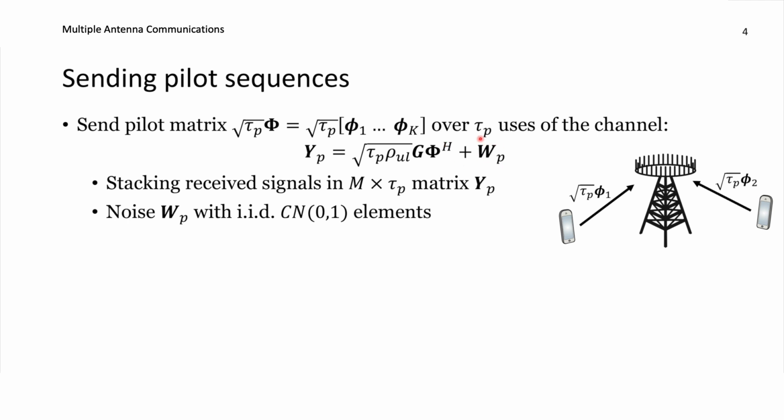And before we were modeling one column of it as having a complex Gaussian distribution with variance 1, and now all of the elements have the same distribution.